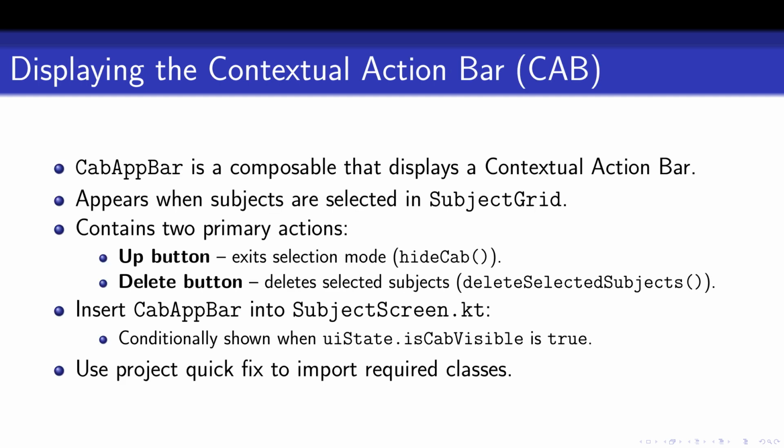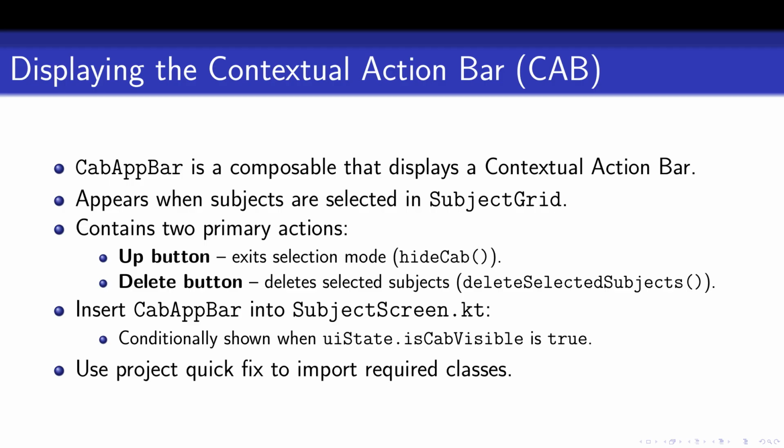Next, we're adding a contextual action bar, or CAB, to the Study Helper app using a composable called CAB App Bar. This bar appears when subjects are selected in the subject grid. It includes two main actions: a delete button to remove selected subjects and an up button to cancel the selection mode. CAB App Bar is only shown when the UI state indicates it should be visible.